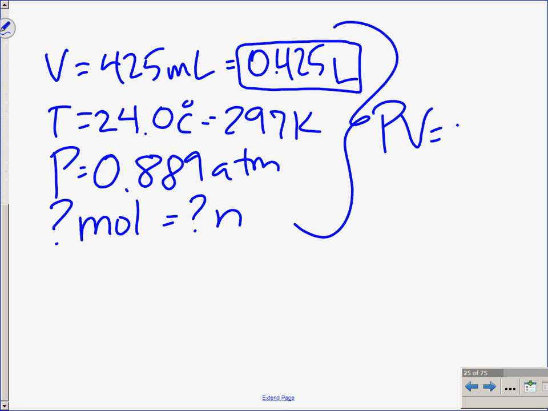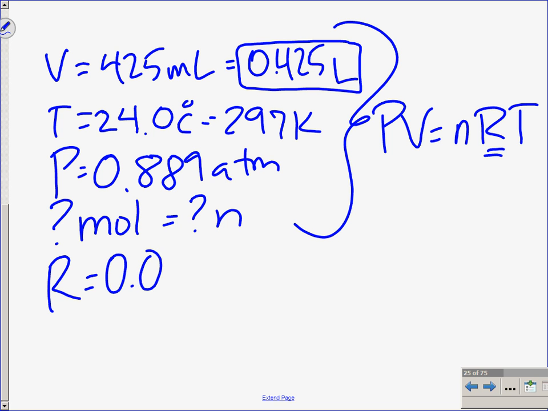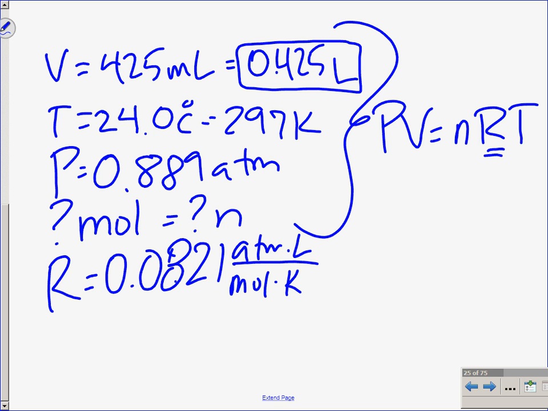PV equals nRT. Don't we always know R? Because it's a constant. We know R. It's 0.0821 atmosphere times liters per moles times Kelvin. Okay, so which variable are we solving for? N. Isolate N. This is the same exact process. Identify the law. Done. Isolate N.